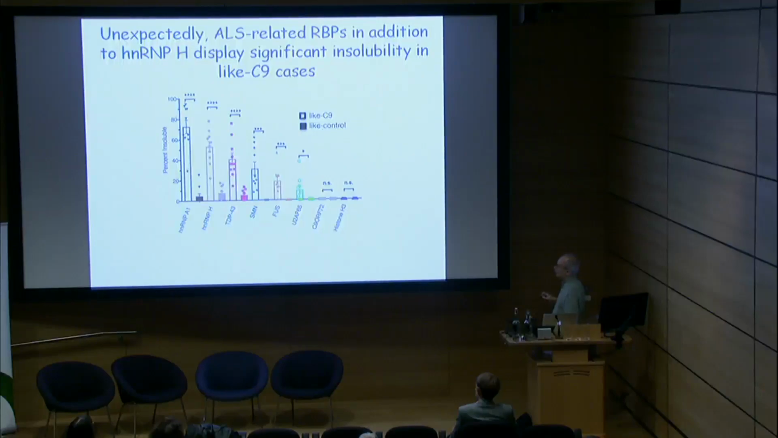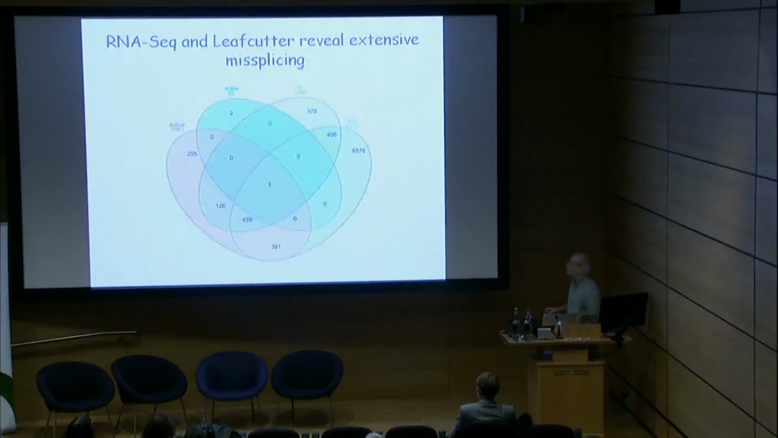If some of you are familiar with ALS, you'll recognize these proteins as also being associated with the disease. SMN is associated with another neurodegenerative disease, which has been linked a little bit to ALS. These are all insoluble. Here's some controls. The C9orf72 protein itself and a histone are not in the insoluble fraction.